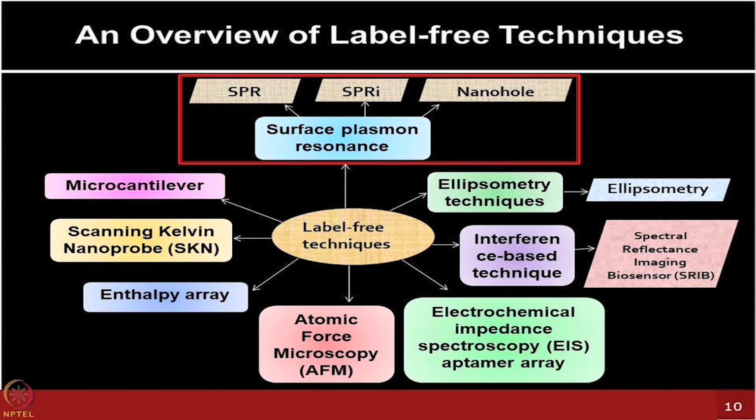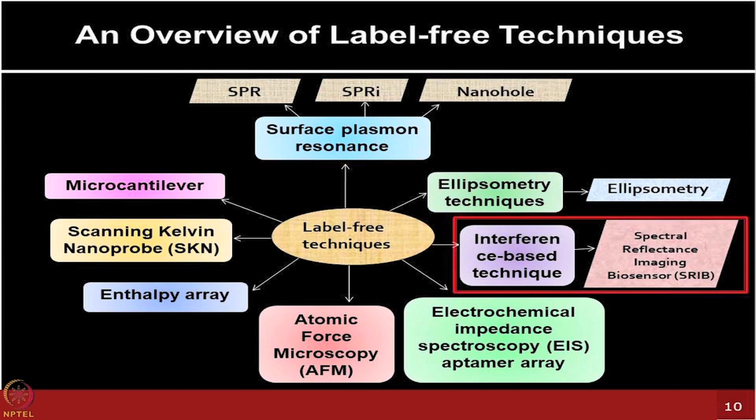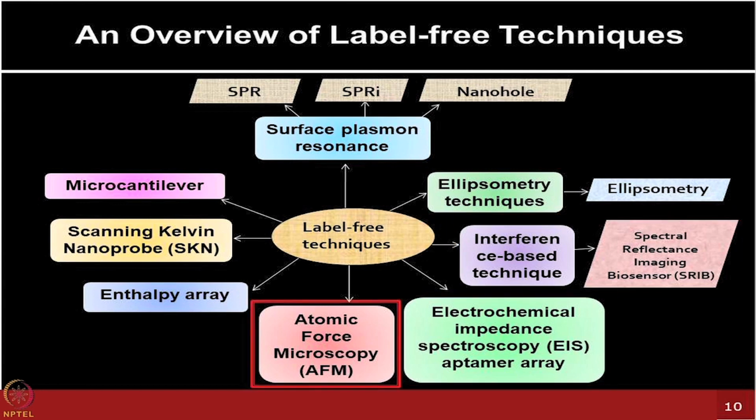SPR is just one among them, one of the label free platforms which can give rise to multiple technology platforms, including surface plasmon resonance, which we talked about briefly, surface plasmon resonance imaging based platform, SPRI, or nanohole arrays. All these 3 depend on one principle, which is SPR. Then there are many platforms which are emerging based on ellipsometry. We have interference based methods, electrochemical impedance spectroscopy, atomic force microscopy, enthalpy arrays, scanning Kelvin nanoprobes, micro cantilevers.